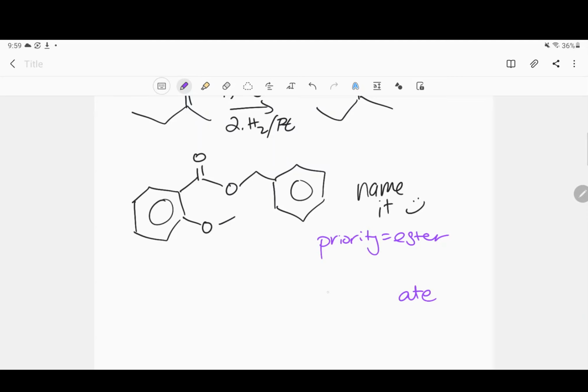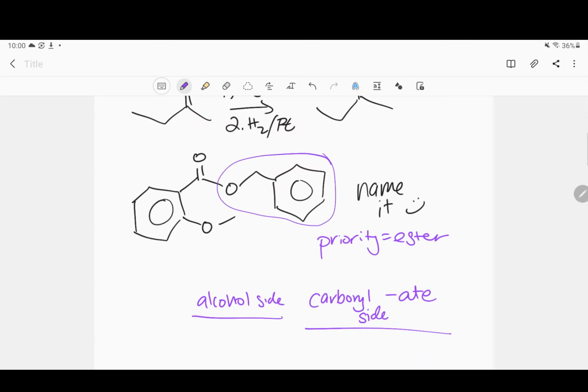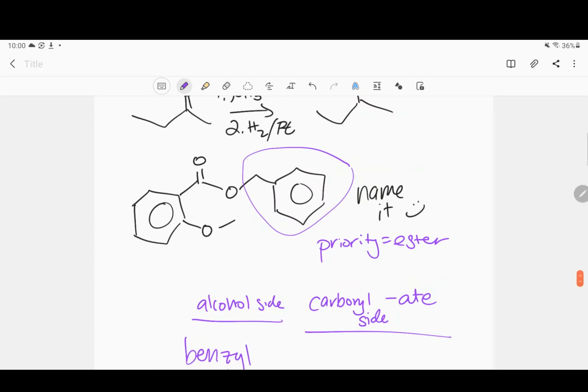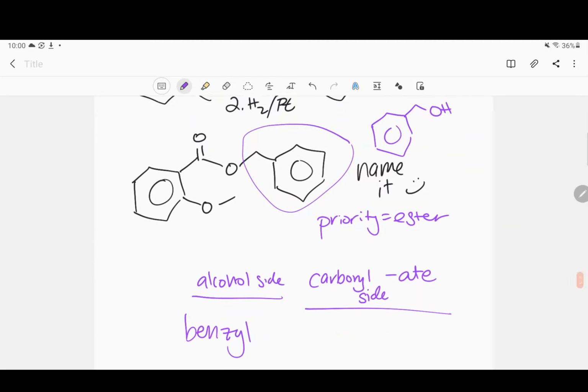We have the carbonyl side, and we have the alcohol side. So we have first name, second name, -ate, right? So the alcohol side of this ester would be this thing. And so what is that? Actually, we're not even going to include the oxygen. What is this substituent? That's just benzyl, right? If we think of this as benzyl alcohol, so that's the name, benzyl. That's all we have there.